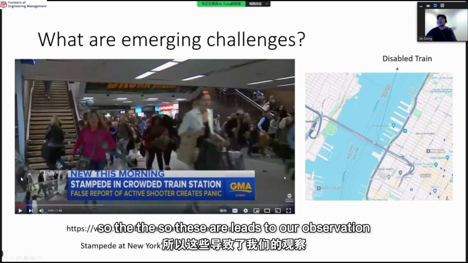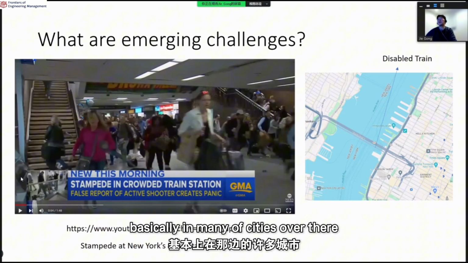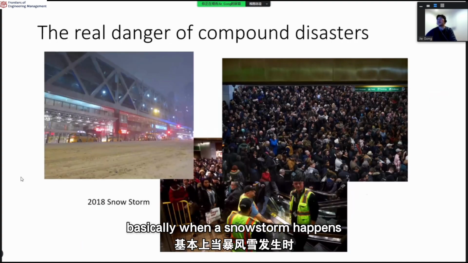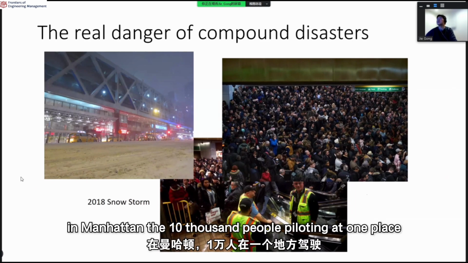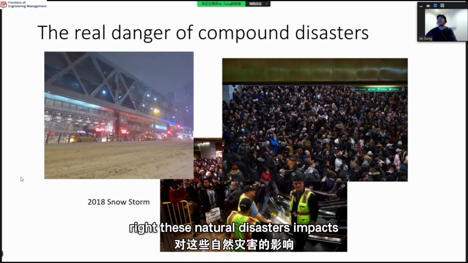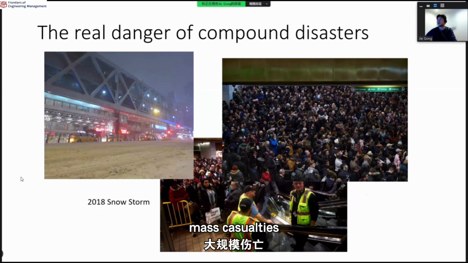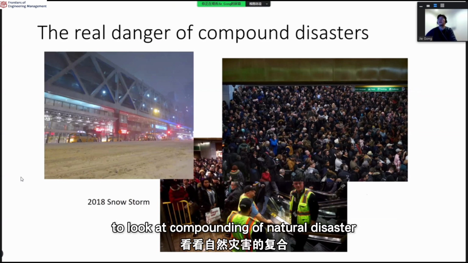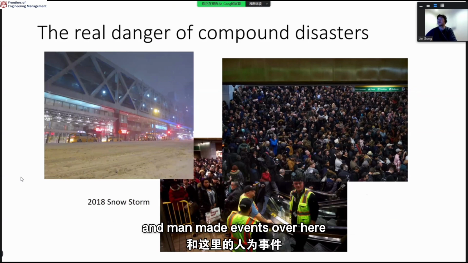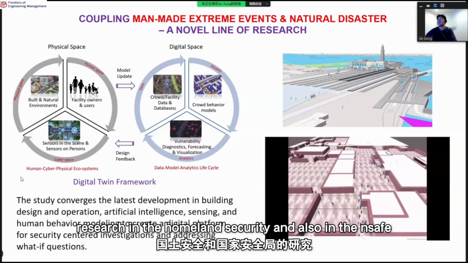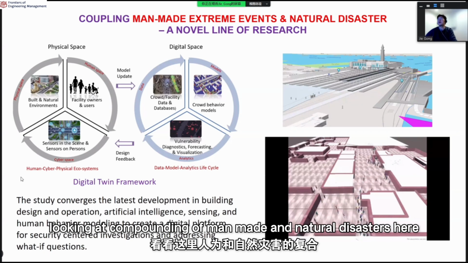This leads to our observation, in many cities, of compounding disasters. When a snowstorm happens, which is typical in Manhattan, 10,000 people pile into one place. That is the natural disaster impact. But coupled with a simple taser gun, you can cause mass casualties. So we use digital twins to look at the compounding of natural disasters and man-made events. That is a novel line of research in homeland security and also at NSF.